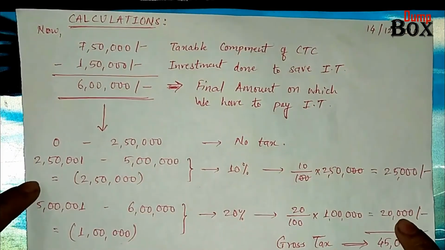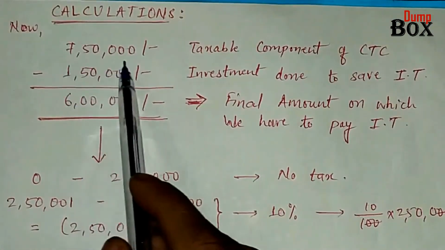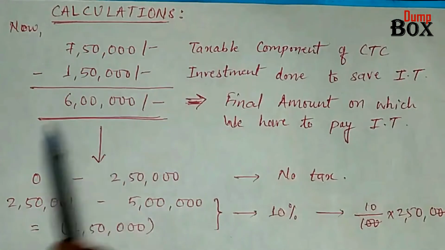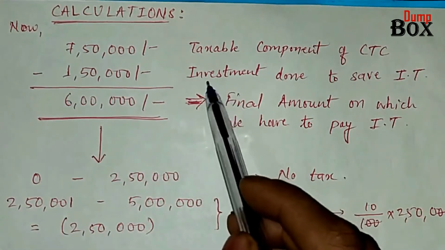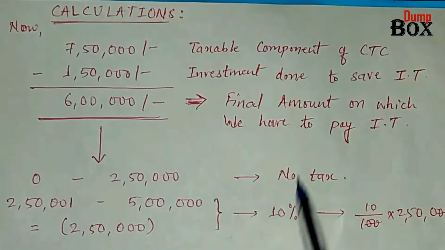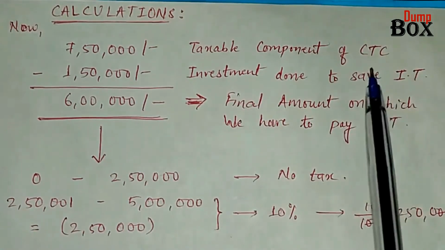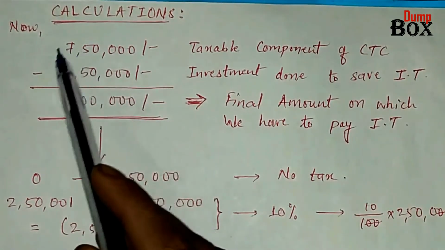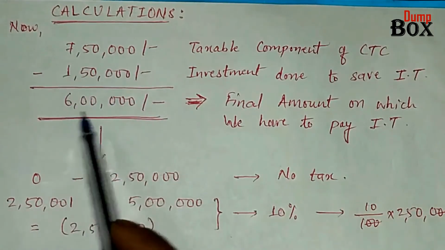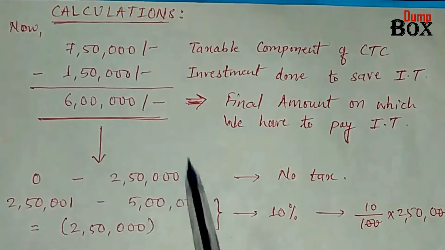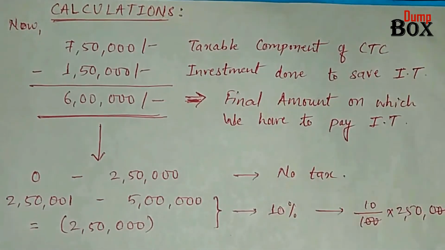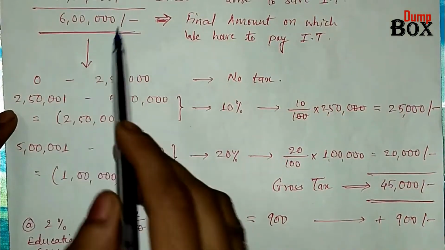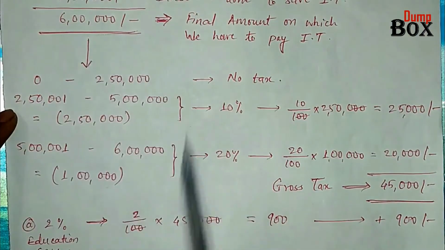This is the calculation part. Here you can see 7.5 lakh is the taxable component of the CTC. Plus assume we have done investment up to 1.5 lakh, using which we will save our tax. So the final 7.5 lakh minus 1.5 lakh, so final amount is 6 lakh. Now this is the amount which will be used to check in which slab we fall into. So we have to pay income tax on this 6 lakhs.